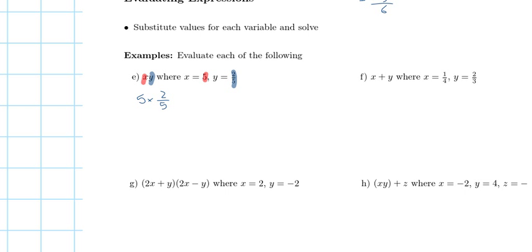5 is a whole number. Any whole number has a fraction of over 1, right? So to evaluate this, I just have to multiply top by top, bottom by bottom. So that gives me 10 over 5, which reduces to 2.